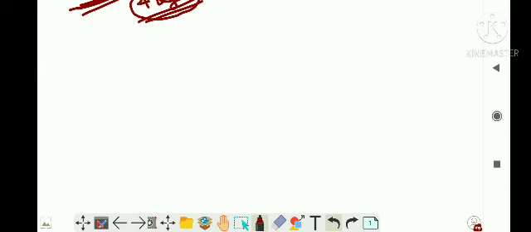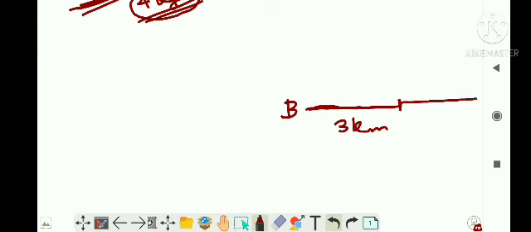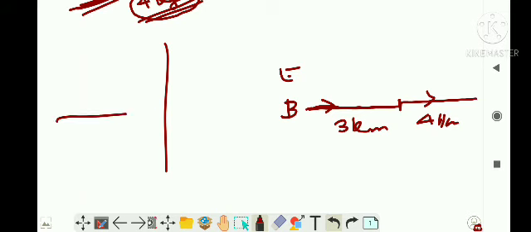See, there is a boy called Bala. He is moving around 3 kilometers in this direction, right? And he reached here. And let's say again he walked 4 kilometers in this direction. I hope you know these directions, because before going there, you hope you know the directions.